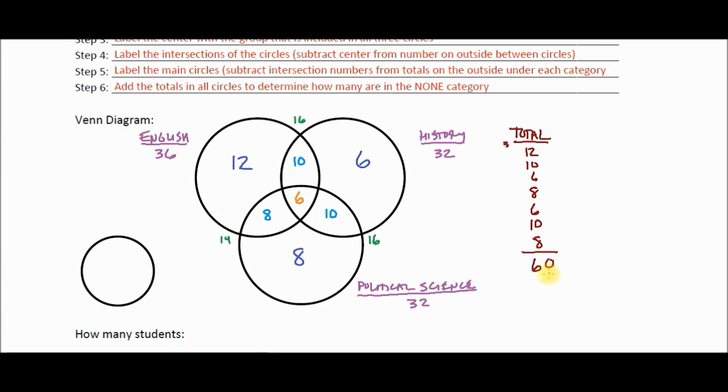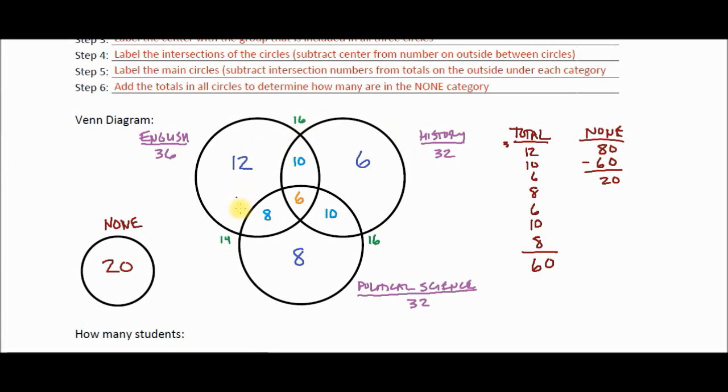Oh, well, wait a second. We added up all those totals in the circles. We only got 60. But we know that 80 people took the survey. If we only counted 60 people that answered at least one of those classes, that means 20 people aren't taking any of those classes. So over here in this small circle, this represents the people taking none of the classes, and that is 20. They're not taking English, history, or political science. I don't know what they're taking, but they're not taking one of those 3 classes.